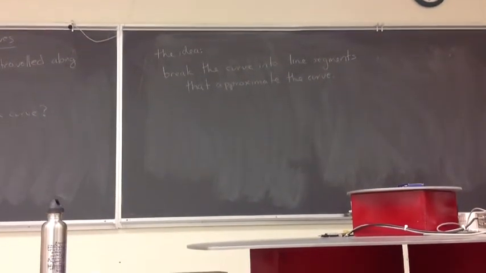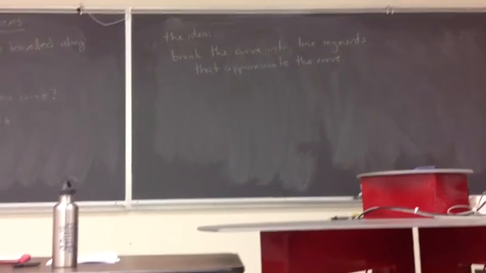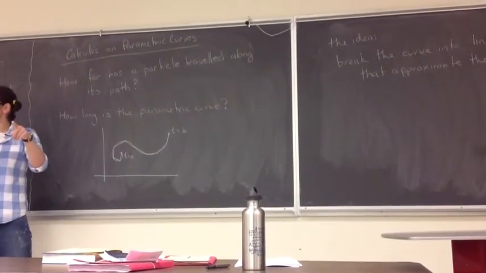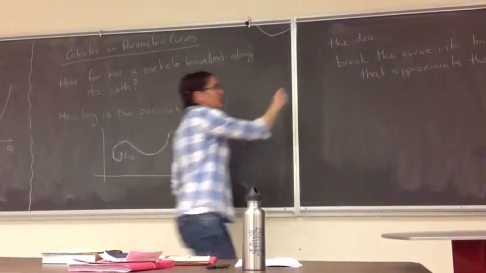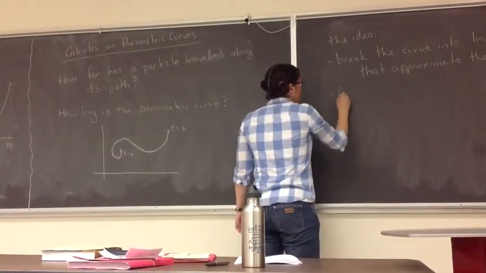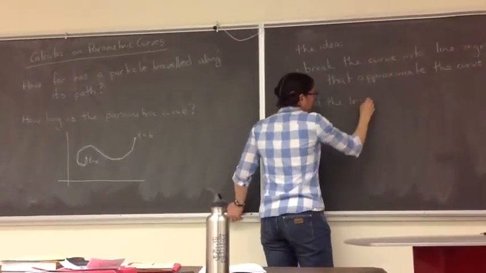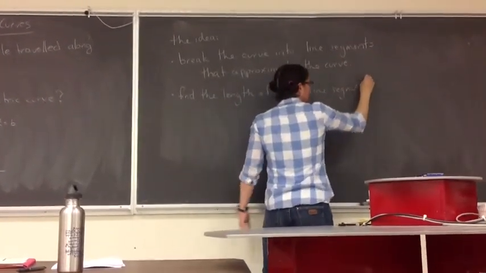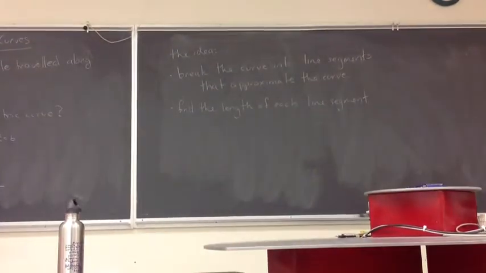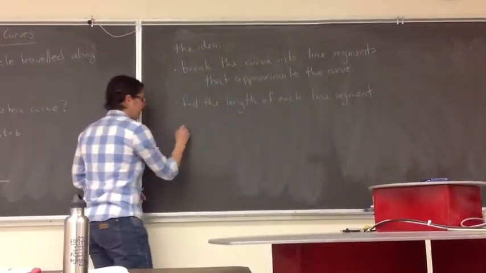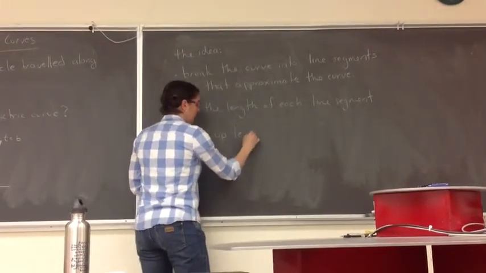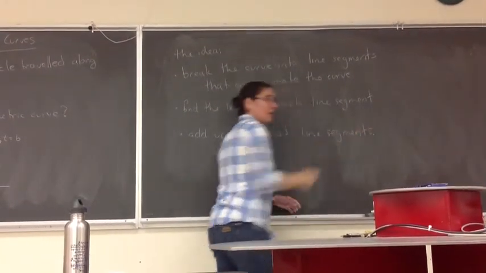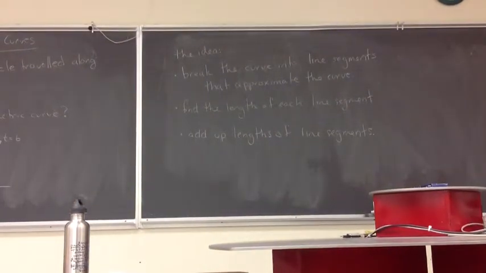Now, it's really hard for me to figure out arc length along a curve, but I can always figure out the length along a line segment because it's the distance between my 2 points. So the idea is that I'm going to break the curve into line segments that approximate the curve and find the length of each line segment. Once I've found the length of each of these straight line segments, I'm going to add them all up. And that sum is going to approximate the length of our curve.